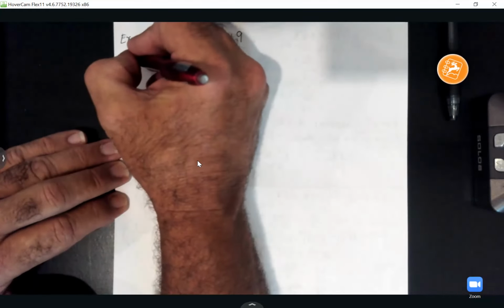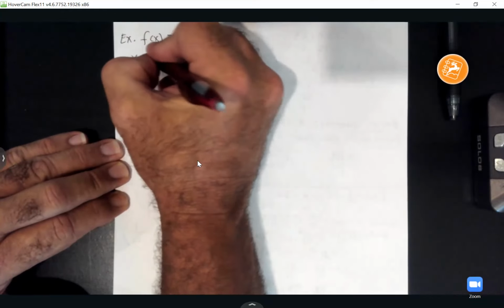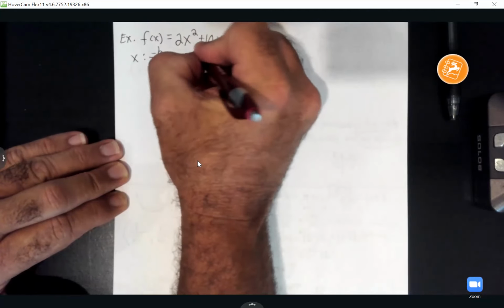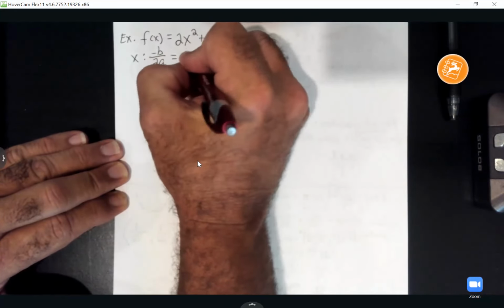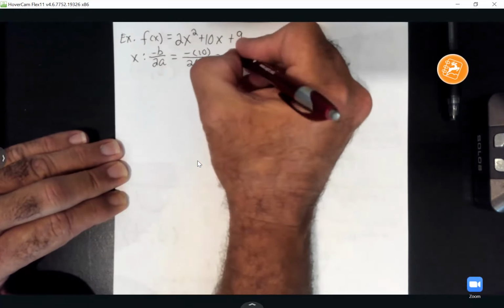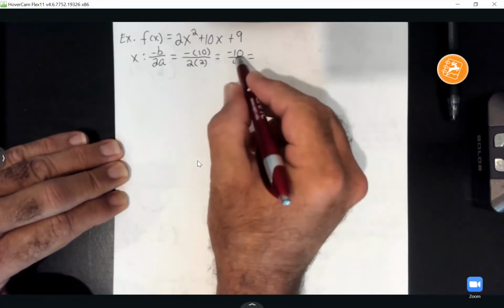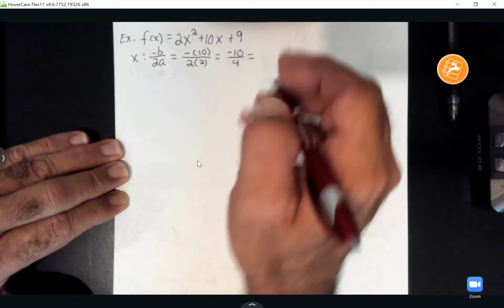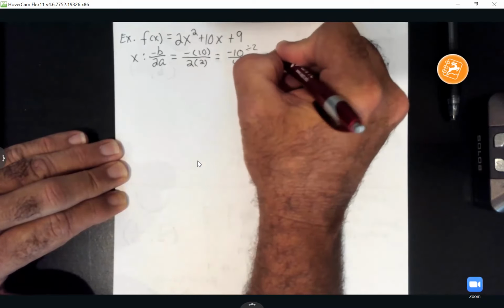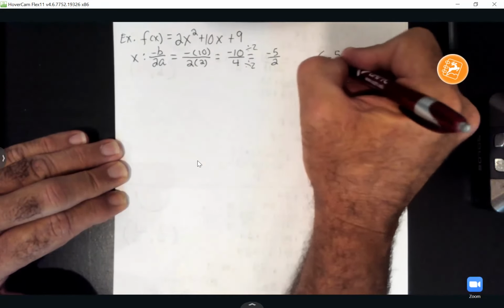All right, so the x value is going to be negative b over 2a. So my b is 10, so that's going to give me a negative times 10 over 2 times my a, which is 2. So y'all, I get a negative 10 over 4. And this is going to reduce to a negative 5 over 2 once I divide these 2's out. So I get a negative 5 halves. So my X value is negative 5 halves.